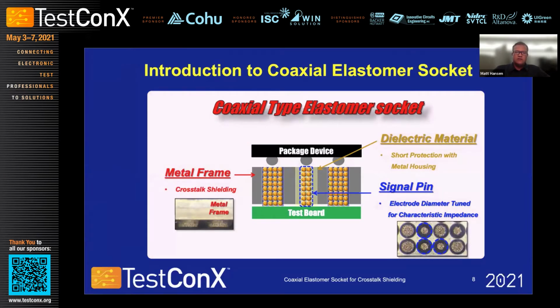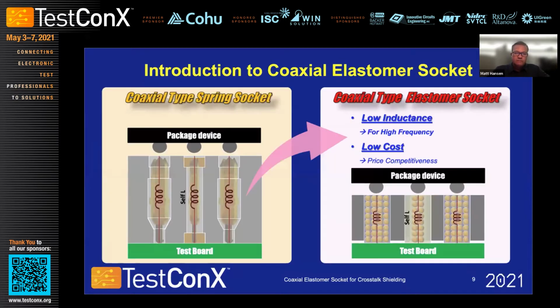Today, we're talking about an alternative, and that would be a coaxial or controlled impedance type of elastomer socket. So basically the same thing as a spring probe test socket. The big difference though, is you still have a metal frame or a metal web, if you will, or array plugged with elastomeric conductive materials. And then in the case of a signal pin, you have a dielectric material for impedance control and tuning.